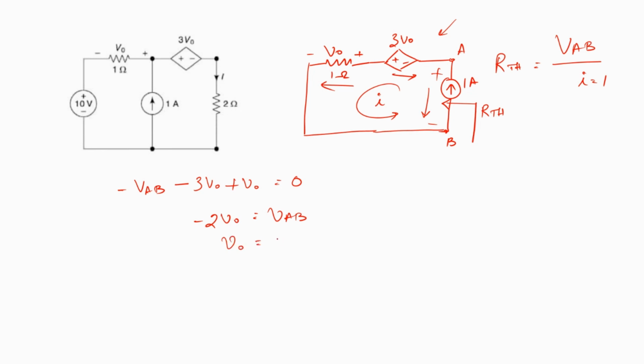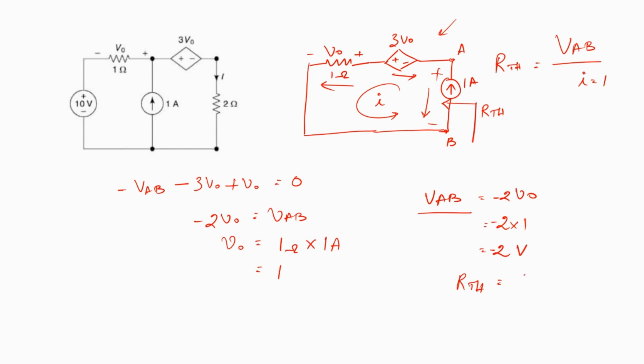And V naught is equal to nothing but 1 ohm into 1 amp. So therefore this is nothing but 1. So we get VAB to be equal to minus 2V naught, which is minus 2 into 1, which is minus 2 volts rather. So now when we compute RTH, we just take the magnitude of this, right?